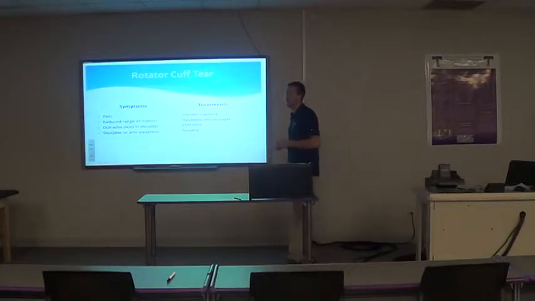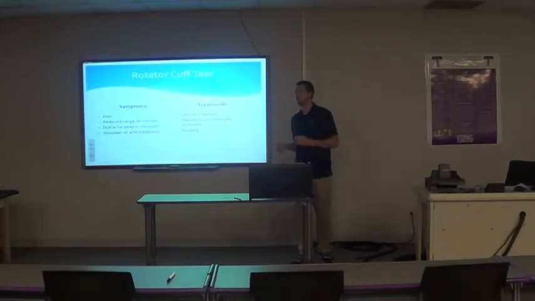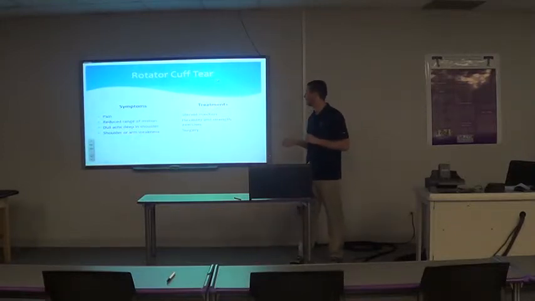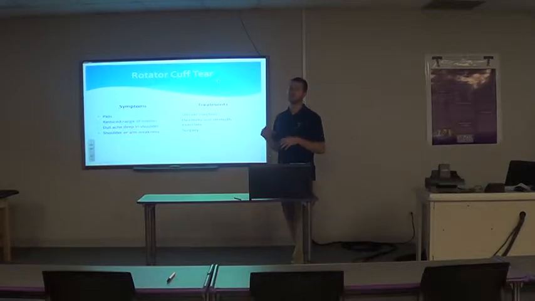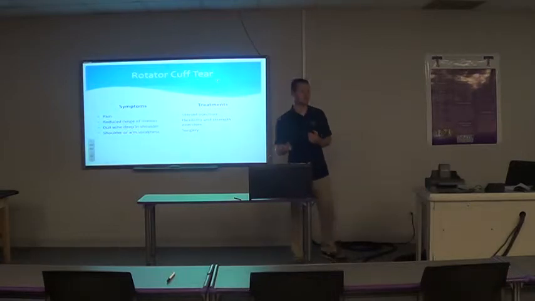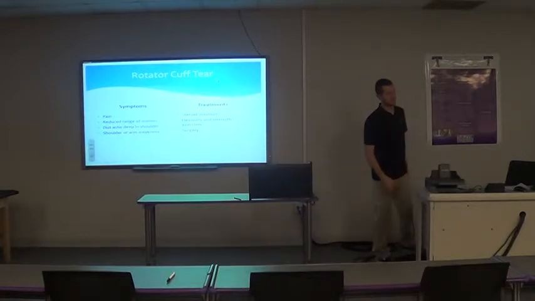Treatments, a lot of times if it's just a minor tear, you can treat it with steroid injections. That'll help reduce pain, reduce swelling, reduce inflammation, things like that. And flexibility and strength exercises, you want to strengthen those other muscles to kind of make up for the one that's torn. And then surgery if it's a severe enough case, if the symptoms don't improve.